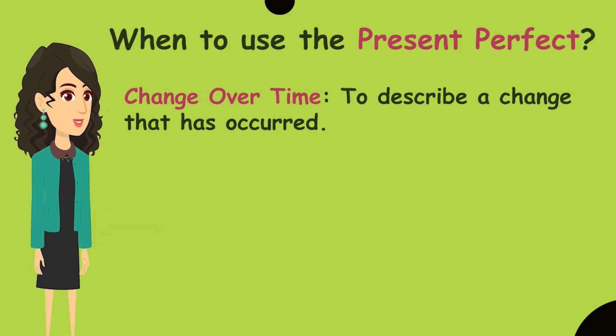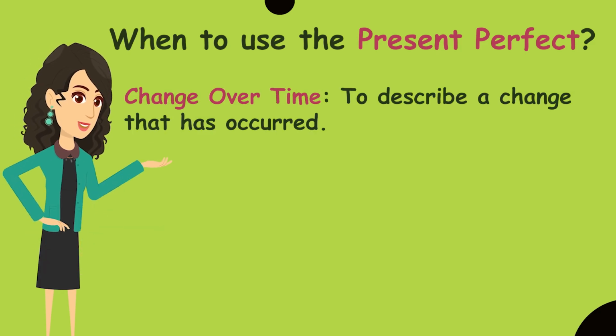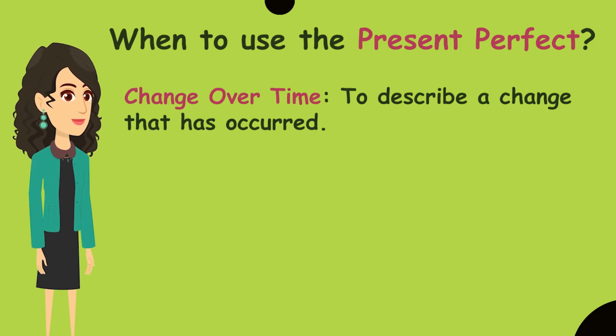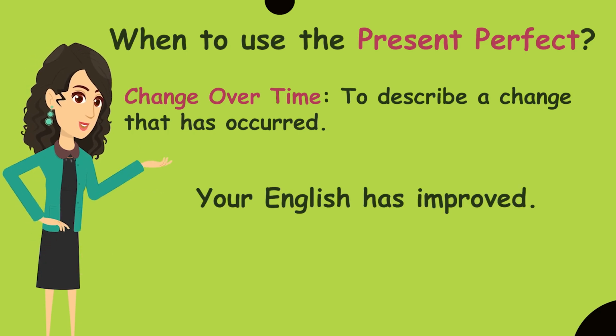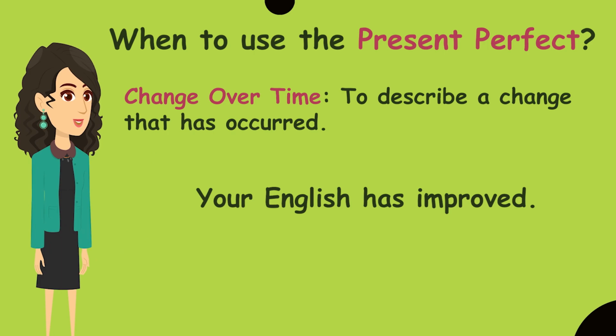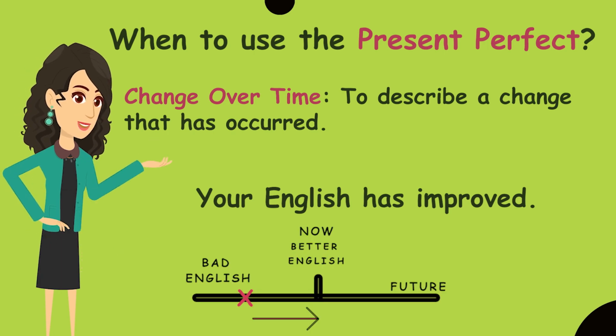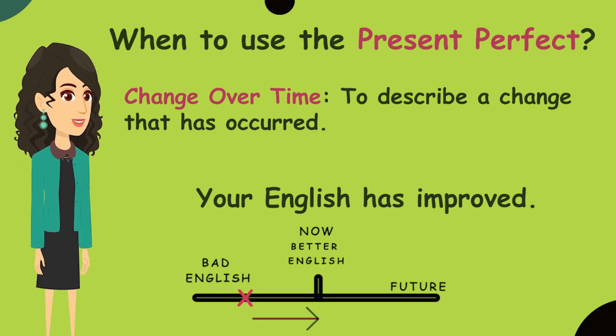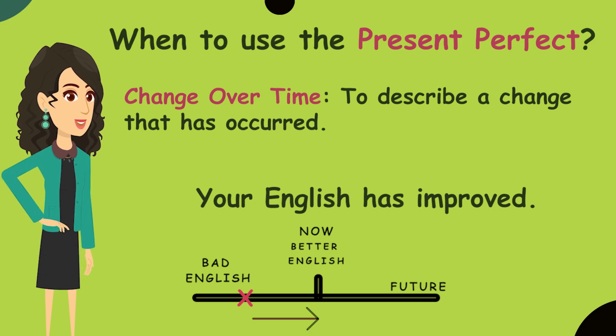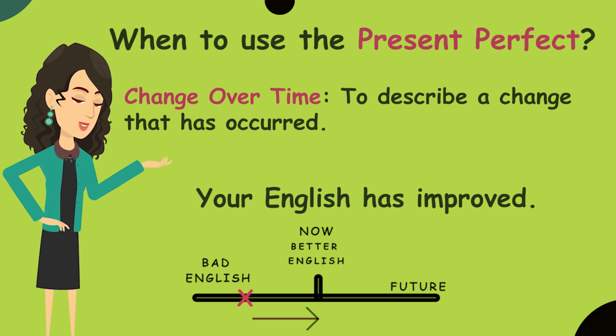We use the present perfect to describe a change that has occurred over time. For example, your English has improved. In this example, the English skills were not good, but now they're better. I hope it will be your case in the future.